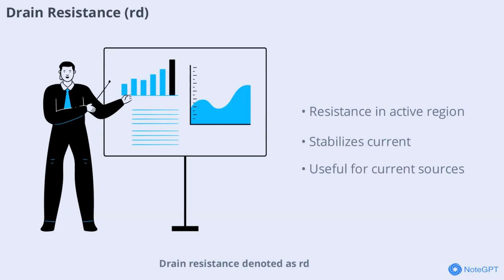Drain resistance, denoted as rd, represents the resistance between the drain and source terminals when the JFET is operating in the active region. A high drain resistance means the JFET can maintain a stable current even with changes in voltage. This property is especially useful in current source applications. Knowing the drain resistance helps engineers design circuits that require consistent current flow, such as analog signal processing.